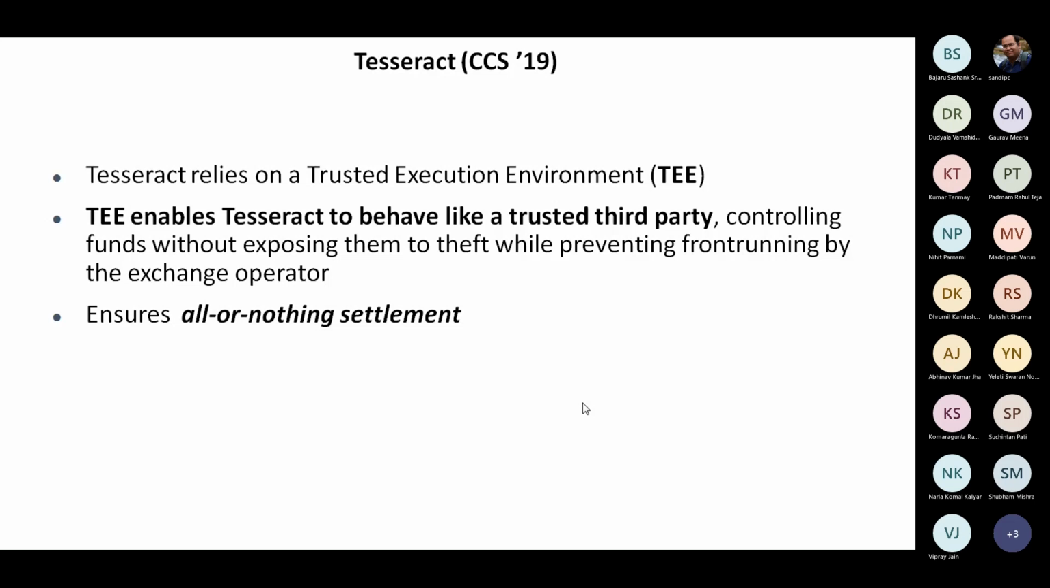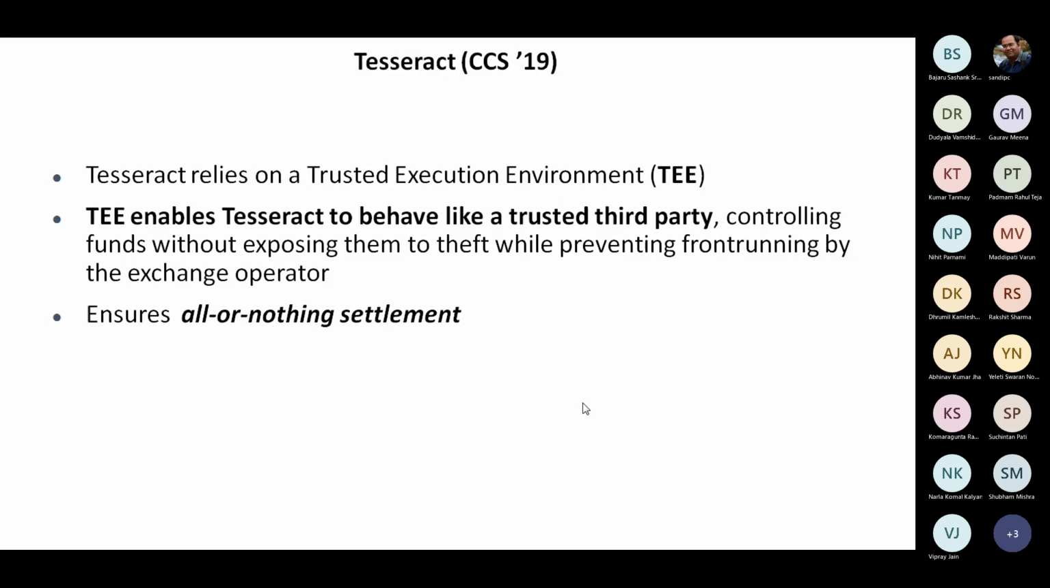which controls the funds without exposing them to theft, and at the same time prevents front running by the exchange operators, which we have seen before. So the reason why we talked about Tesseract after we completed our discussions on security, and not at the same time we talked about interoperability, is that now you know what is meant by front running. Even if it is through the exchange operators, as we have seen before, if someone can see things happening in the exchange, that someone is going to buy in bulk, which is going to raise the price, as we discussed in the context of the front running attack.